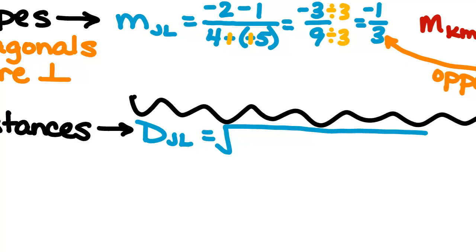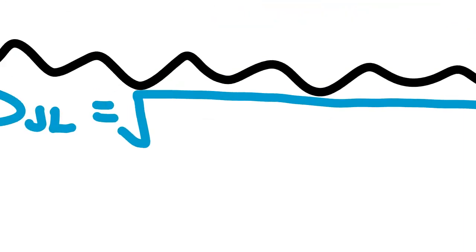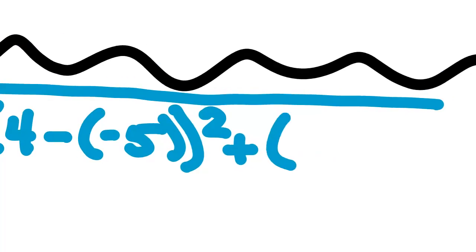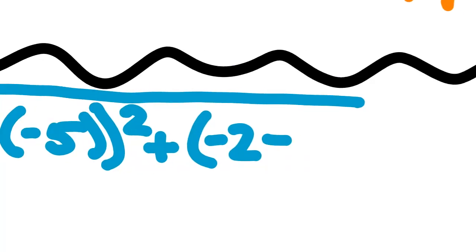x2 minus x1. So x2 is 4, minus x1. x1 is negative 5. So 4 minus negative 5, and then square it. Plus, and now we do the same thing with our y's. y2, which is negative 2, minus y1, which is 1. Close the parentheses and square it.